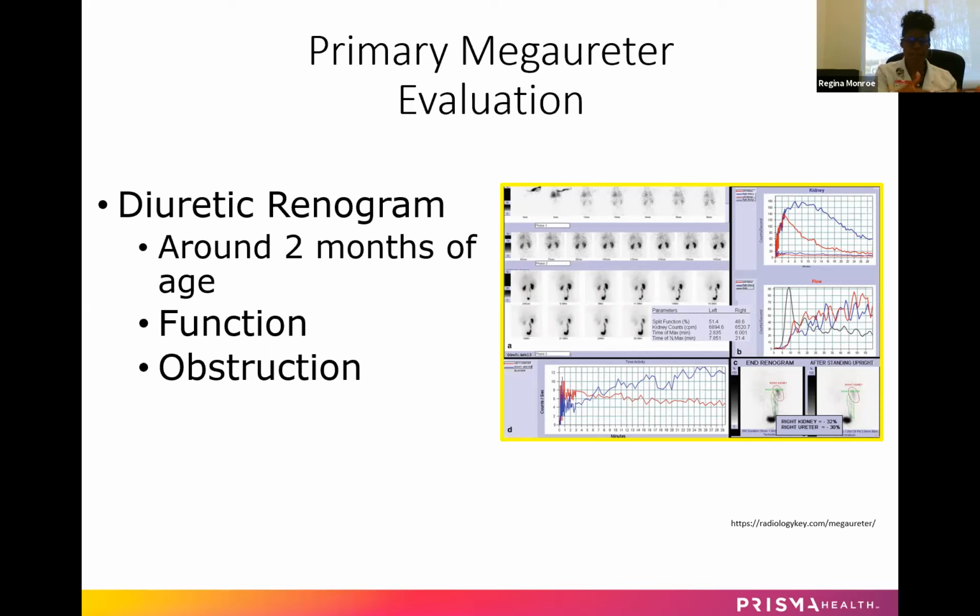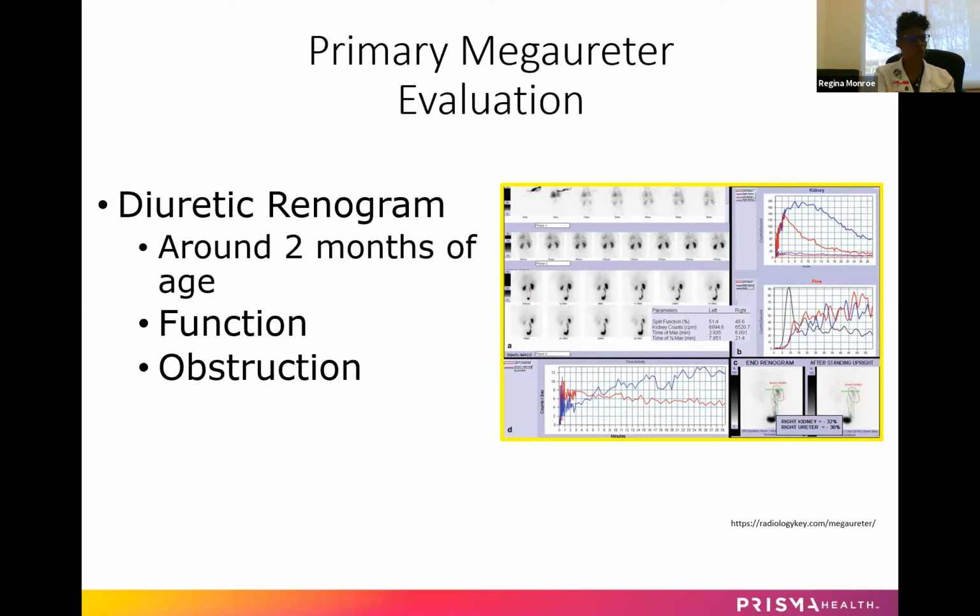is kind of a baseline to document the baseline function, knowing that in infants, because of how the maturity of the tubules, this may not be the best test for obstruction very early on, but it can tell us something about the split function.